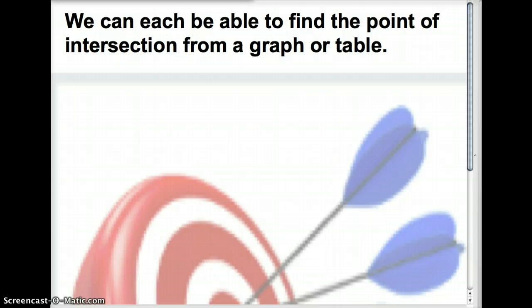Today the goal is that you can find the point of intersection from a graph or a table and use it. What we're really doing here is setting up something called a system of equations. So let's get started.